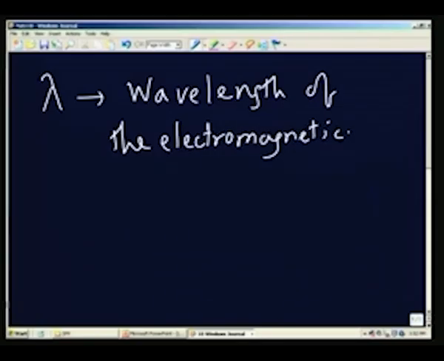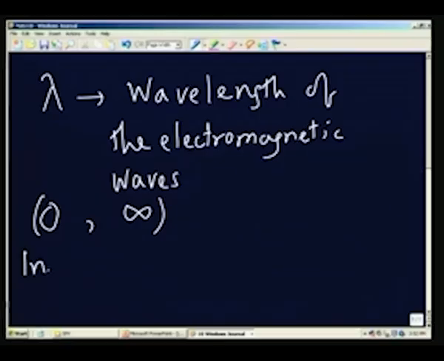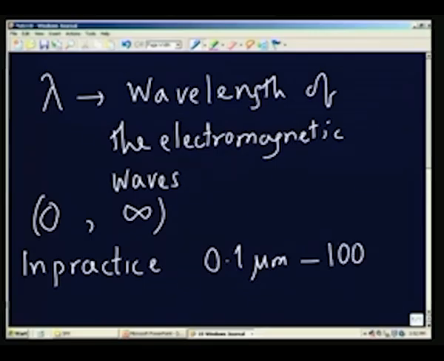The power radiated is in the form of electromagnetic waves. So, wavelength of the electromagnetic waves, and in principle it can be from 0 to infinity. This is the interval, but in practice, for the kind of temperatures we are interested in, it will be somewhere between, let us say, 0.1 micrometer to about 1000 micrometers.